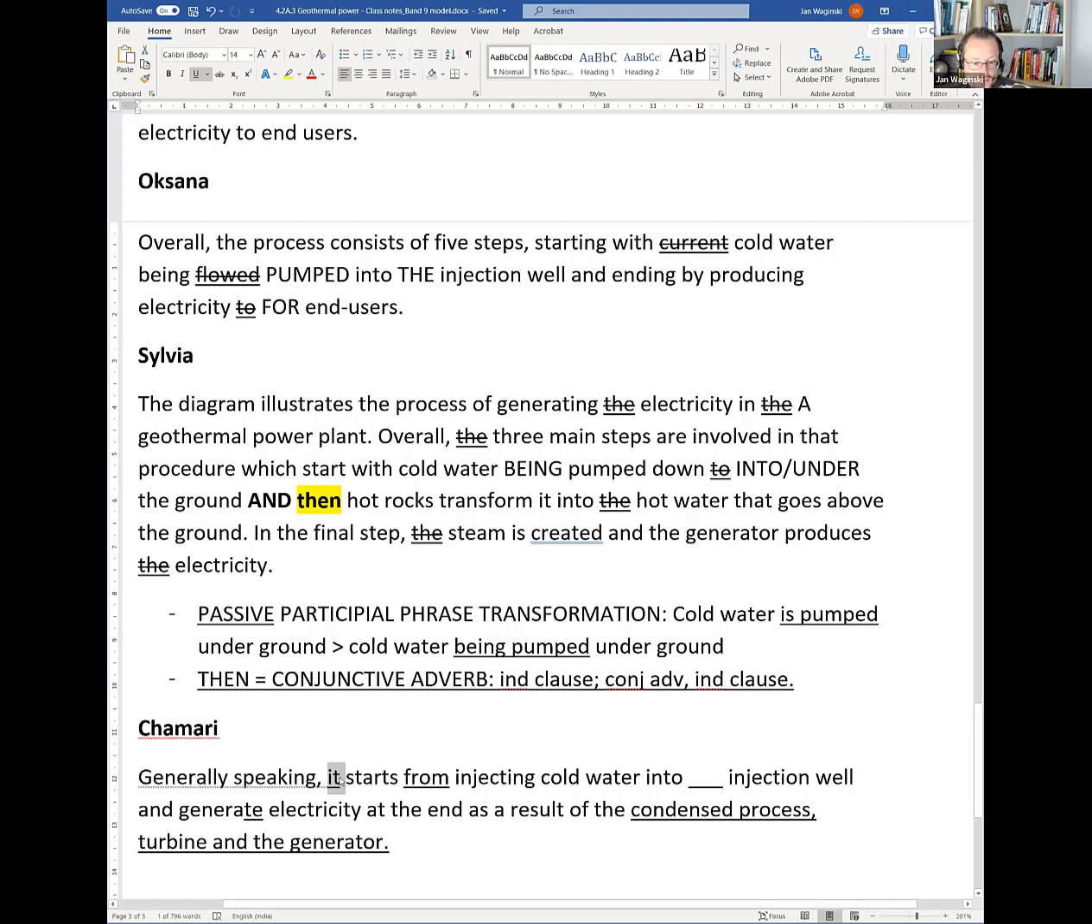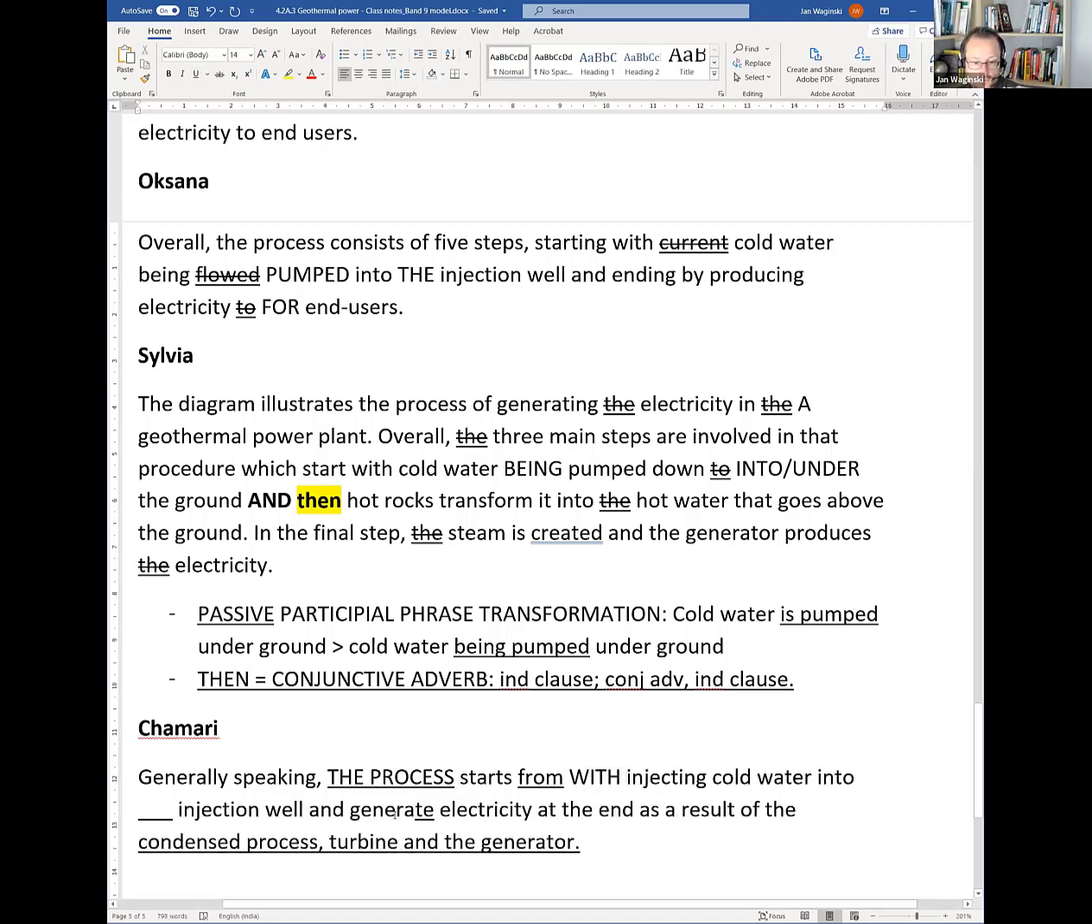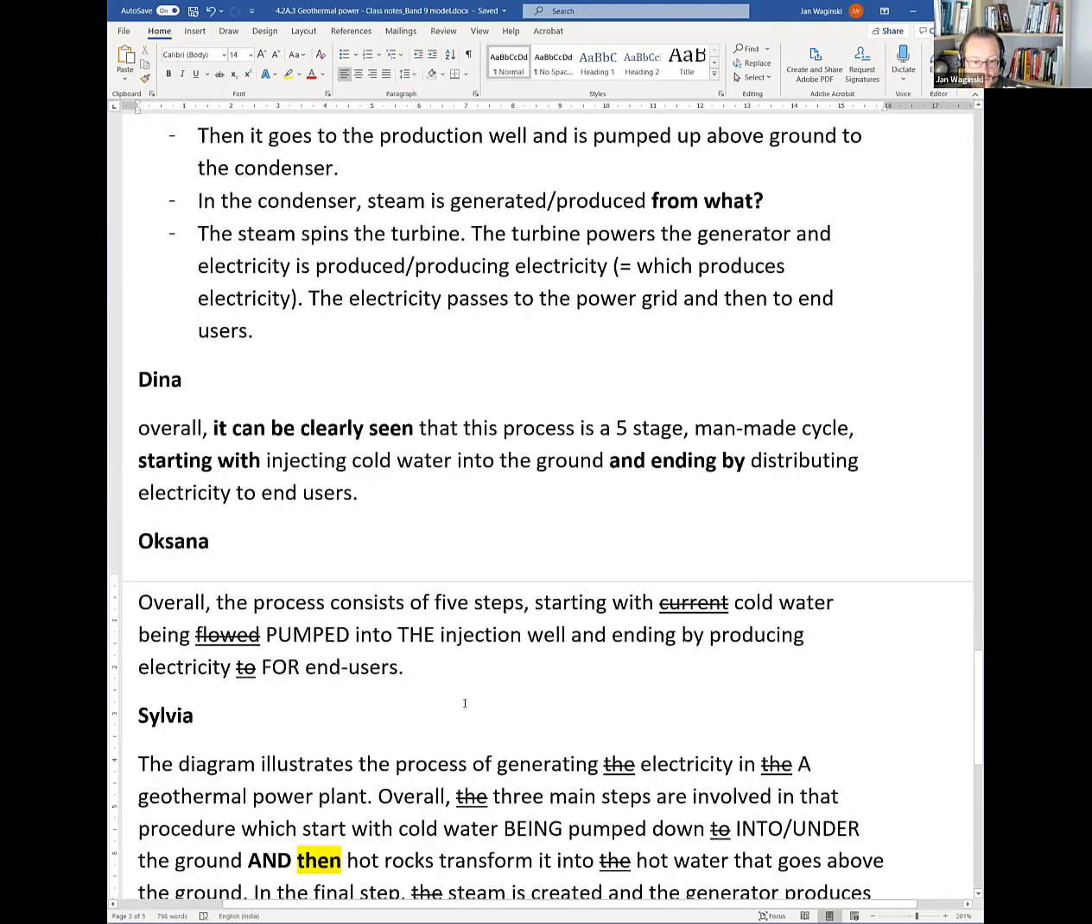When you're starting something off, you probably don't want to start with a pronoun, because the reader has no idea what the pronoun refers to. The process starts with injecting cold water into an injection well. This image is not of a specific location. It's not a specific injection well, it's just anywhere you have this kind of setup.